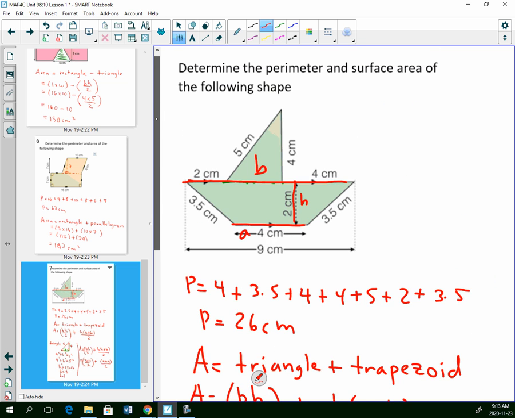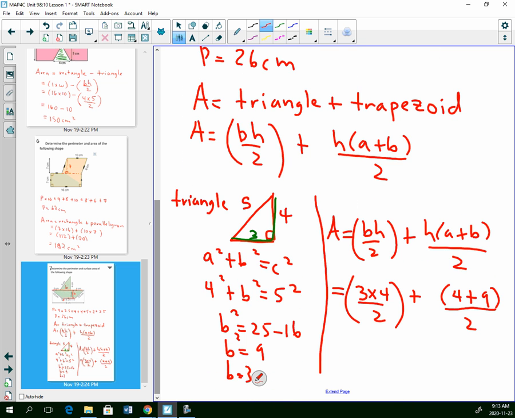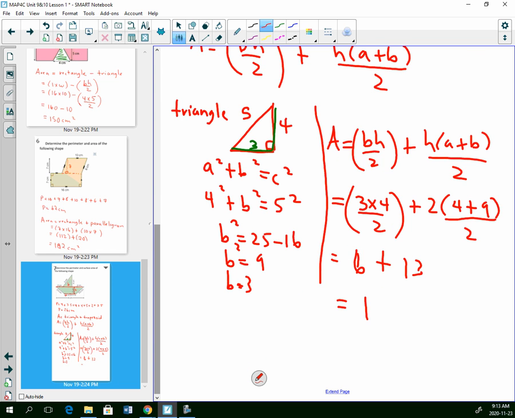And then the height of the trapezoid is 2. So 3 times 4 is 12, divided by 2 is 6. 9 plus 4 is 13. The 2's cancel, so that is 13. And so the total is 19 centimeters squared.